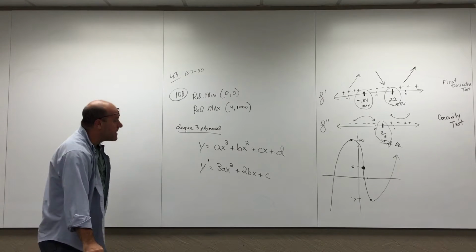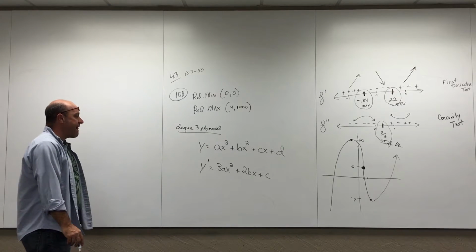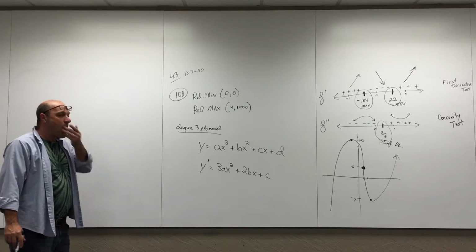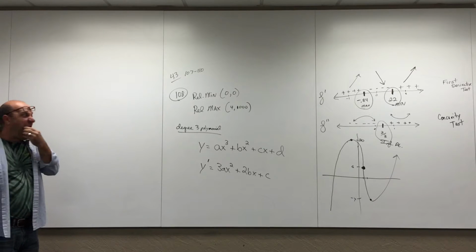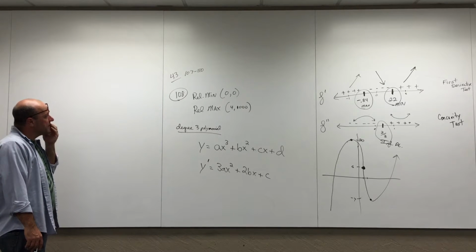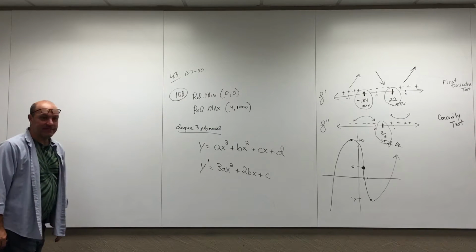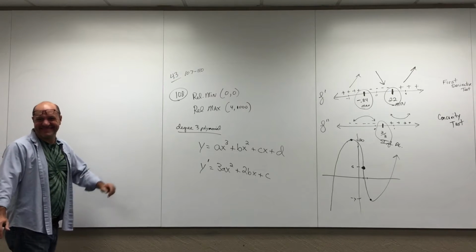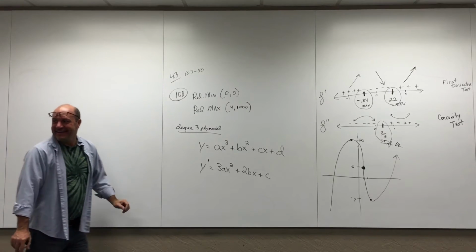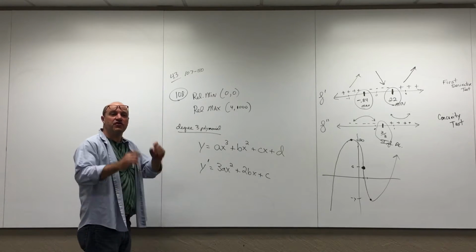Well, the x of the min and the x of the max, they make that derivative 0, correct? Am I right? Well, yes, you're right. All right, there are two big ideas here.